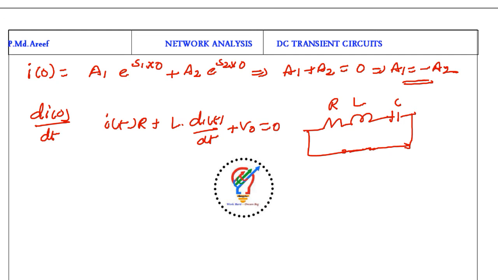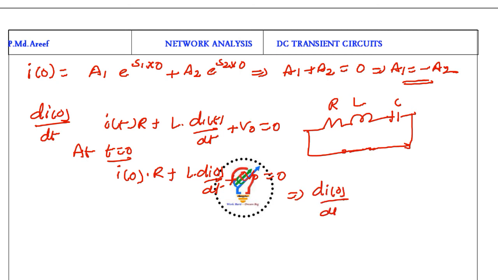So what is I naught of t? So at t is equal to 0 initially, so I of 0 into R plus L into di of 0 by dt plus V naught is equal to 0. So from this what you can write? That implies di of 0 by dt is equal to minus of I naught into R plus V naught divided by L, you get it.